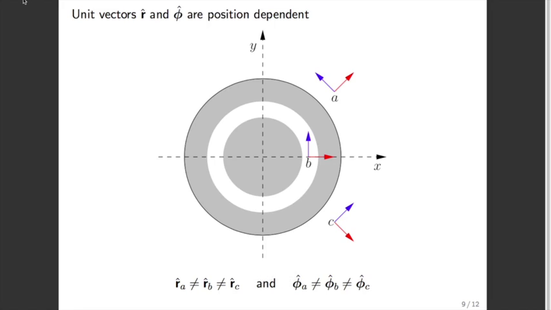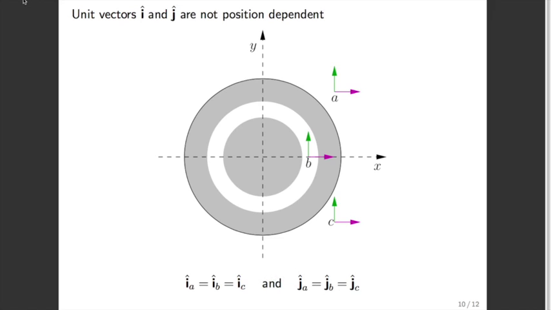An important point to note is that the unit vectors r hat and phi hat are position dependent. This aspect is evident from the unit vectors at locations A, B and C. Clearly, r hat at location A is not equal to that at B, which is not equal to that at C, as they all point in different directions even though all of them have unit length. A similar argument holds for the phi hat vectors at A, B and C.